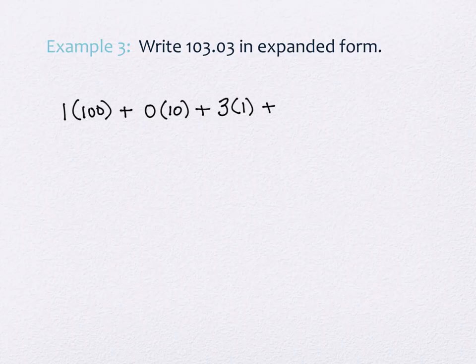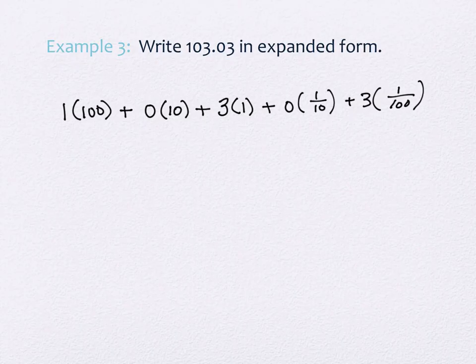And as we move to the other side, this one actually works really well to think about in terms of money because it's 2 decimal places. There's 0 tenths, which would be equivalent to our dimes, right? And then there are 3 hundredths, which would be our pennies. So this is expanded form.